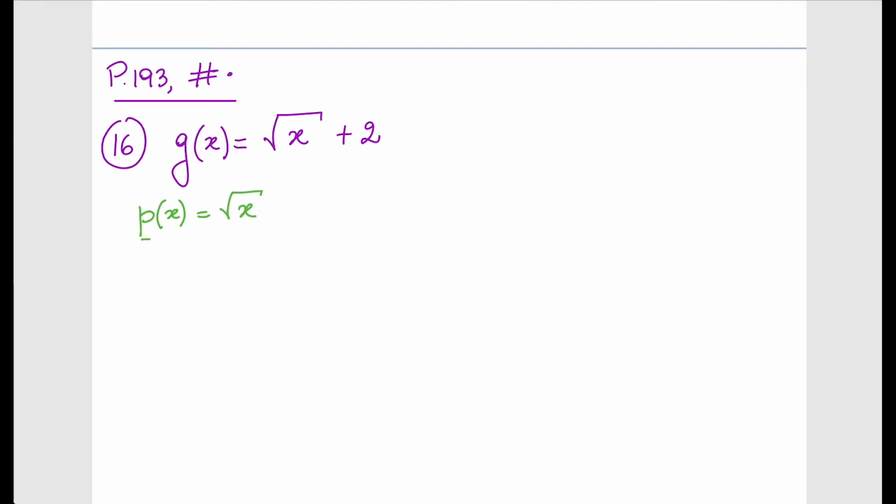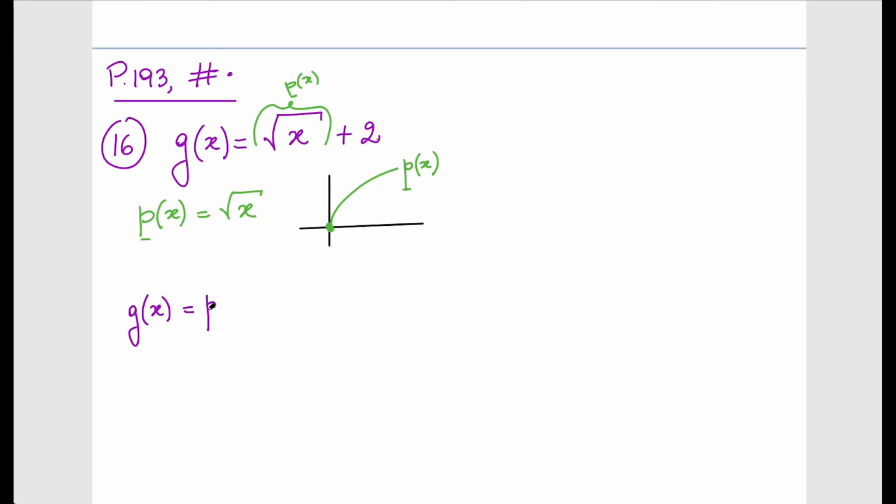The graph of this is simply what we just talked about above. It's simply this one, right? That's the function p of x, which is square root of x. So this guy is p of x. Now what's g of x? It's p of x plus 2, right?